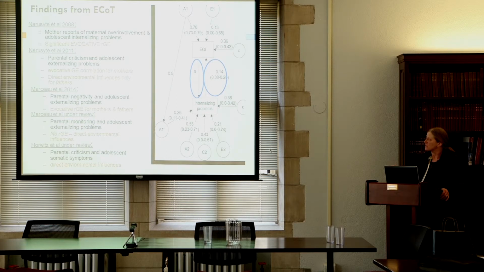So for parental monitoring and adolescent externalizing, we find no evidence of GE correlation at all. There are direct environmental influences such that parents monitor and externalizing behaviors are less, and it's environmentally mediated. And the same is true for parental criticism and adolescent somatic symptoms. And it's worth pointing out for these two direct environmental effect findings, the child samples are different. So it's not a sample-based design. It's always the same parents who are twins sample, because that's the hard one.